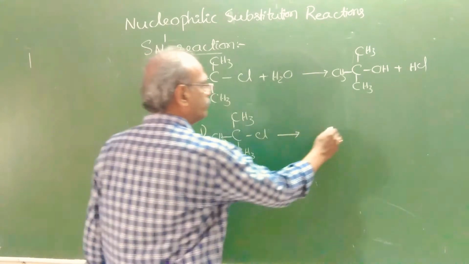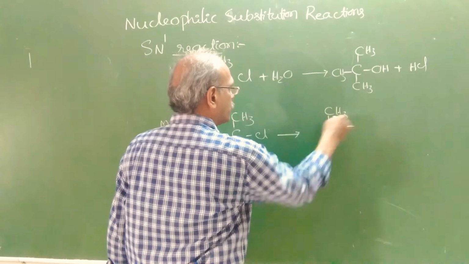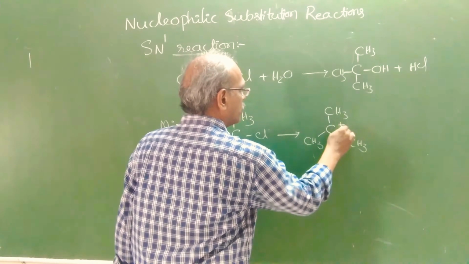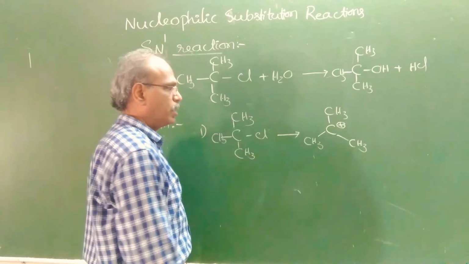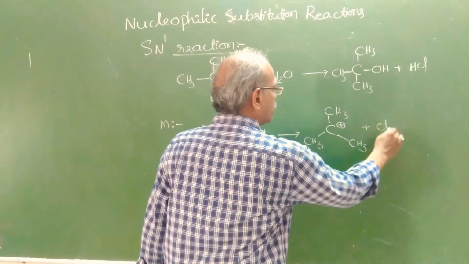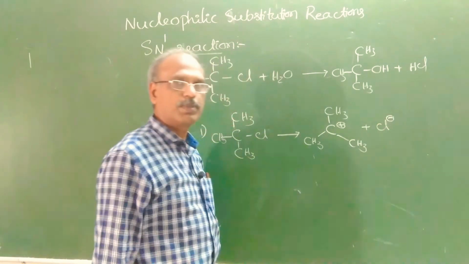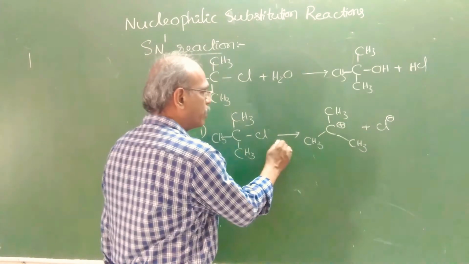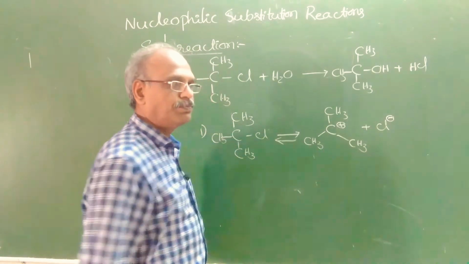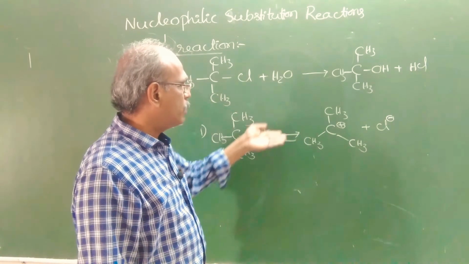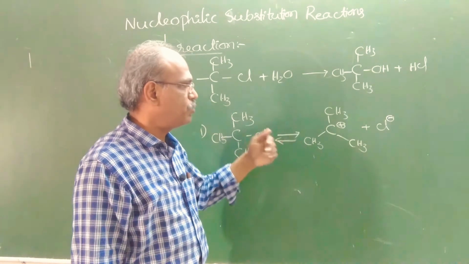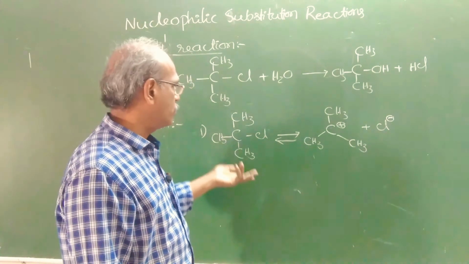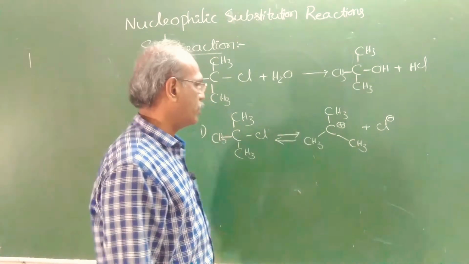ionizes to give carbocation, tertiary butyl carbocation plus Cl minus. As they are oppositely charged ions, backward reaction is also possible. Because of polar solvent, here ionization is possible, as with sodium chloride in water. Of course, this is leading to a stable carbocation.